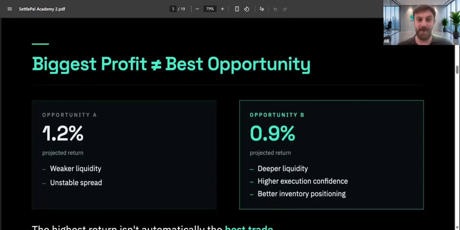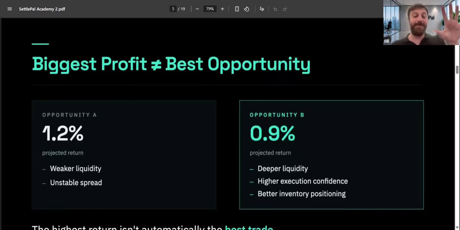So let's use another simple example, right? Imagine two opportunities appear at exactly the same time. Opportunity A offers a projected return of 2.1%. Opportunity B offers a projected return of 0.9%. At first glance, most people would probably choose opportunity A, right? The return is higher. But let's look a little bit deeper.